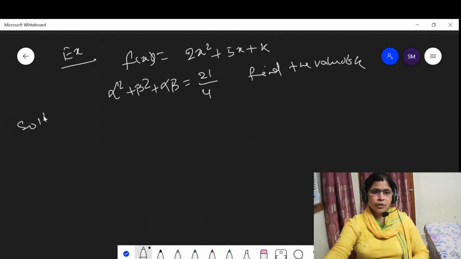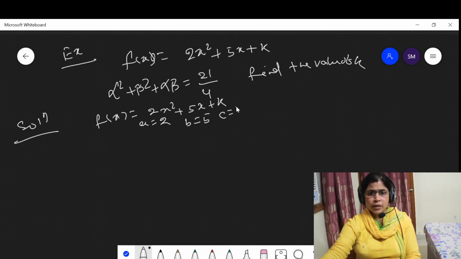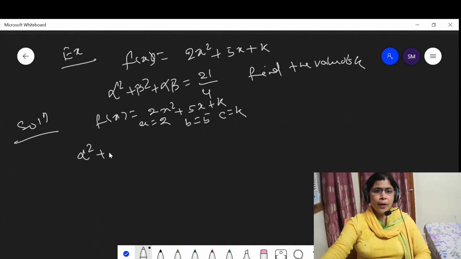Let us solve this. Here f(x) is given as 2x square plus 5x plus k. This means a is 2, b is equal to 5 and c is equal to k here. Now let us find the value of k. Here the condition is given: alpha square plus beta square plus alpha beta is equal to 21 upon 4.